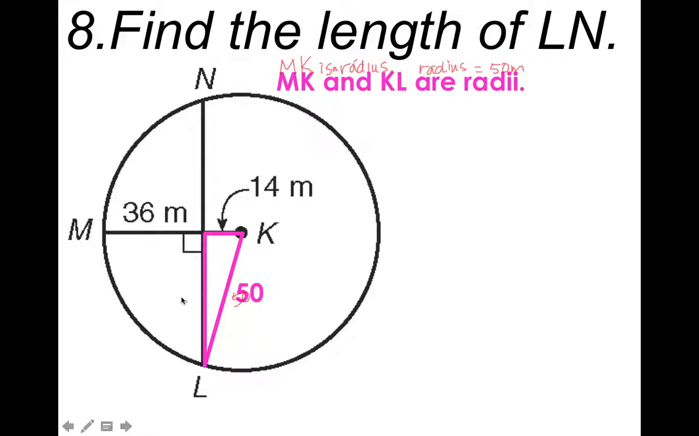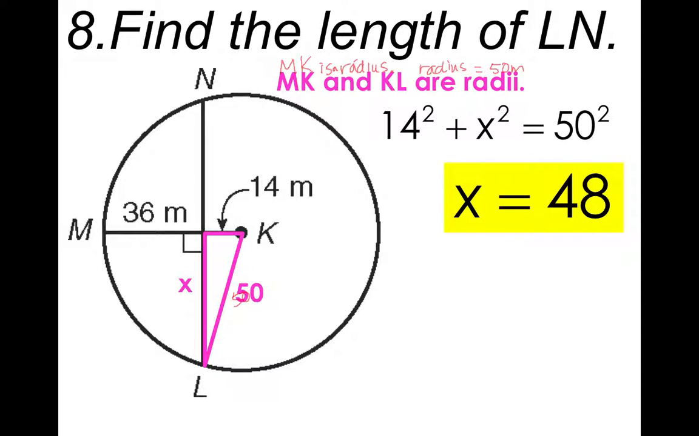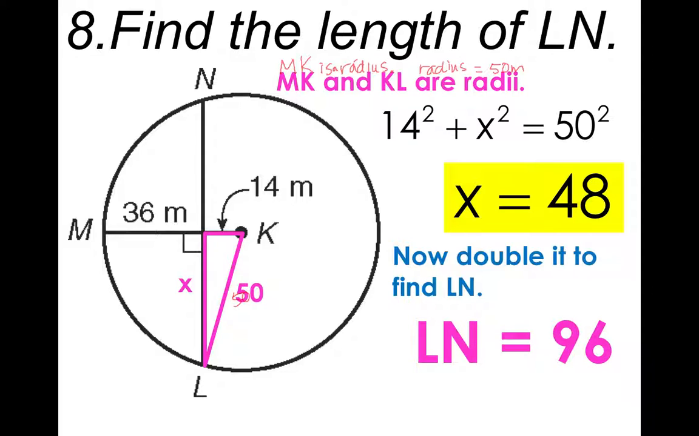And so now I'm looking to find x. So how can I set that up? I set it up as 14 squared plus x squared is equal to 50 squared. Then when I simplify the exponents and solve, I get x is equal to 48. Well, if x is equal to 48 right here, that means that when I double it, I should get 96.